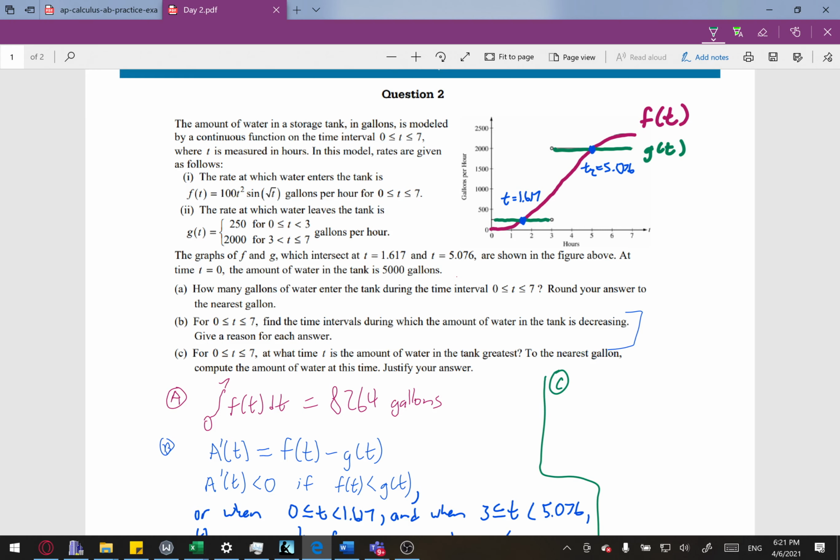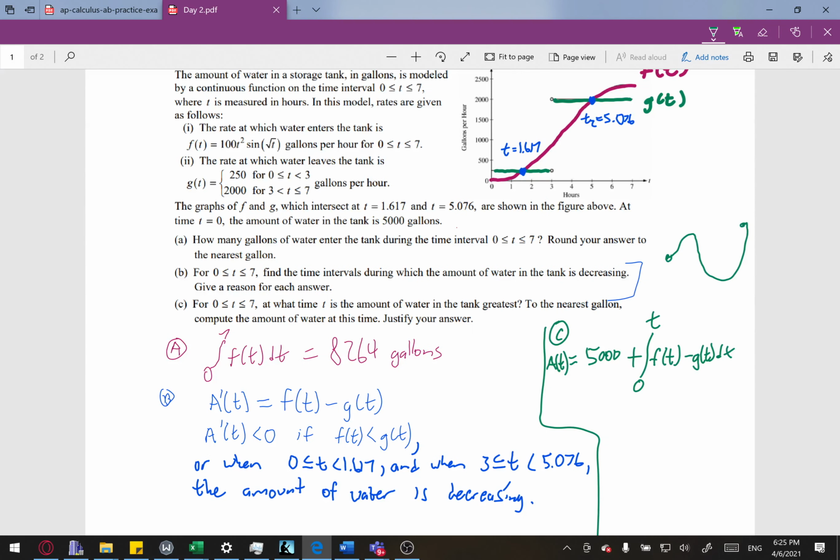Should be intersect. Okay, the intersection points: f(t) minus g(t) will be 0. I also have, for our piecewise function, we jump at 3. So I've got intersection points and 3.